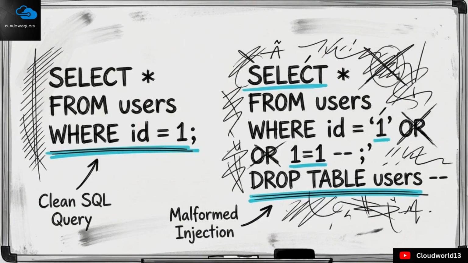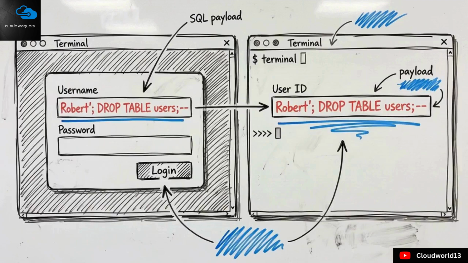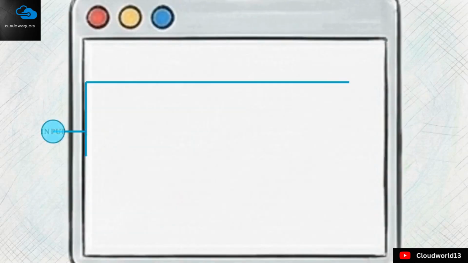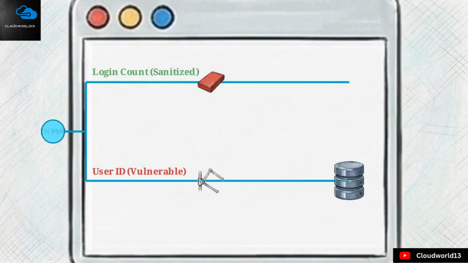To find the vulnerability, we need to see how the system handles bad data. We will intentionally inject a broken SQL payload into each field, one at a time, and analyze the response. Looking at this flowchart, we can see the difference in how the application routes our bad data. The login field rejects the input immediately, hitting a solid validation wall.